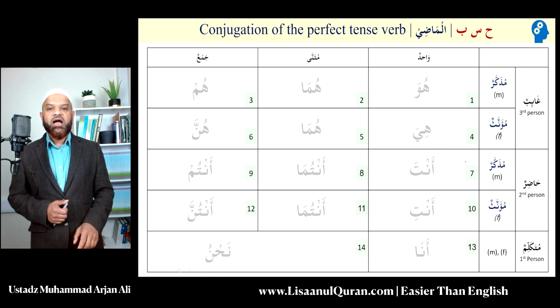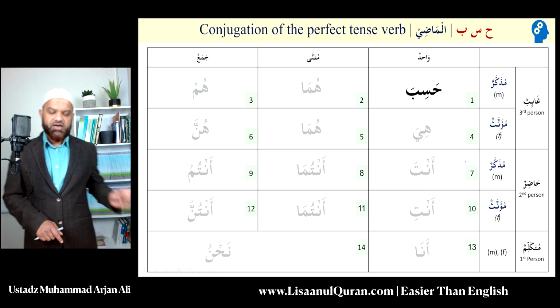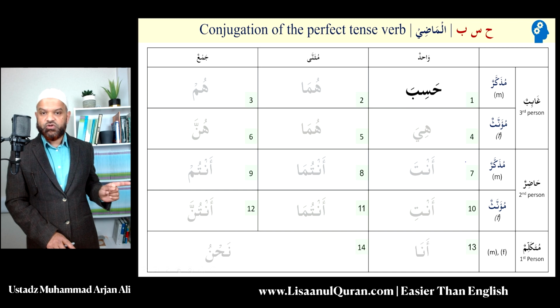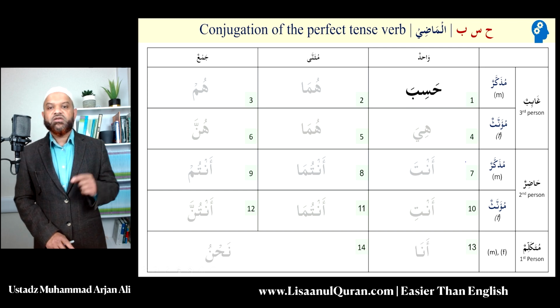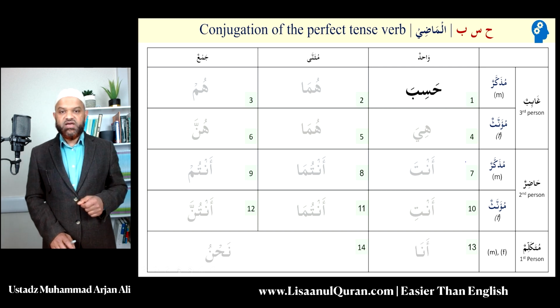We have another verb here now. We have ha, sin, and ba, 3 root letters. It means to take account of as a basic meaning. So we have hasiba. Now the rest should be easy for you. Know the first one, you can do all of the rest. So pause the video, have a go, and come back. Okay, let's do them together.